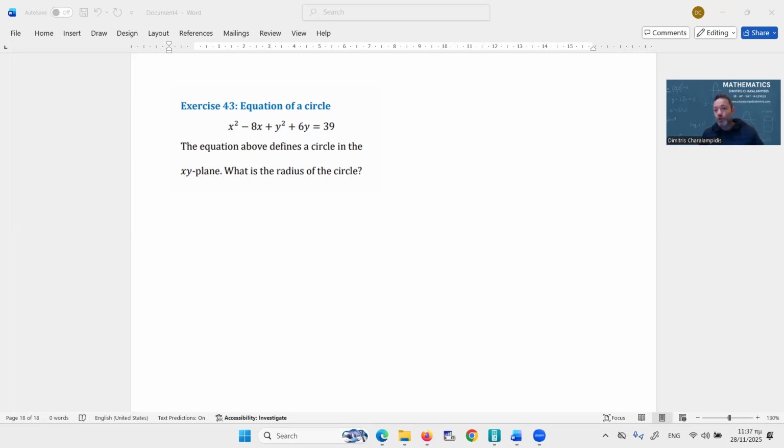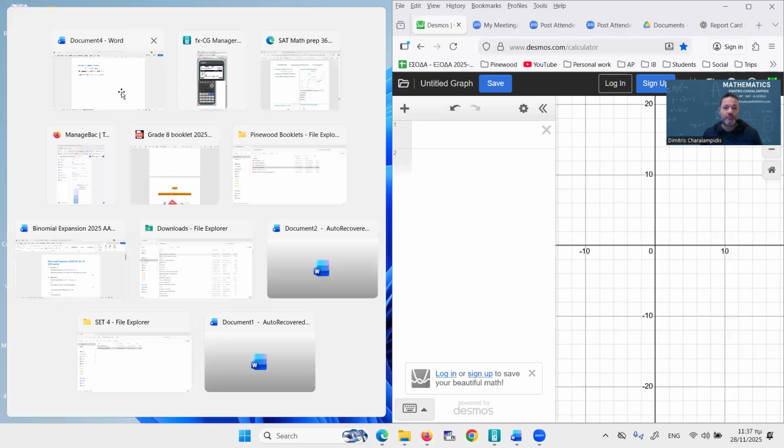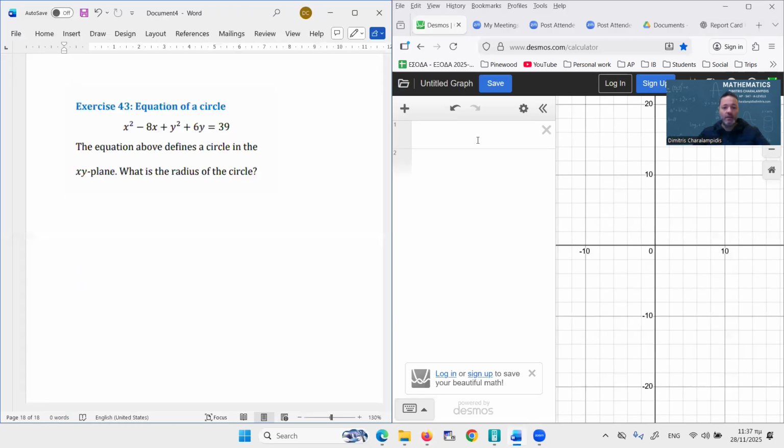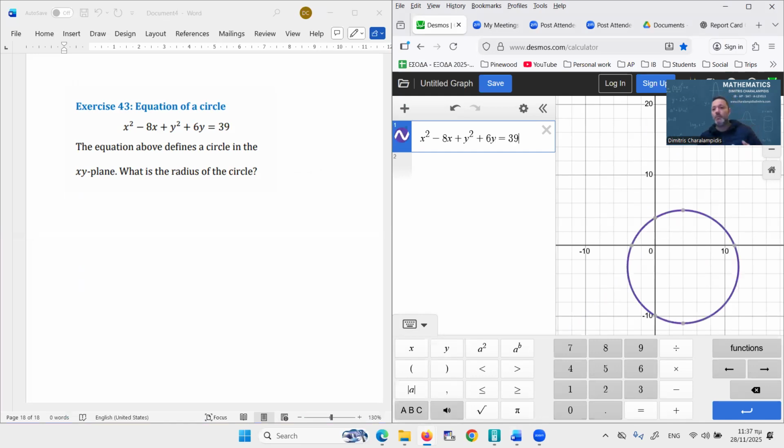Since we have to draw something, my first attempt would be through Desmos. So let's bring Desmos here and let's keep that over there. X squared minus 8x plus y squared plus 6y equals 39. Remember that in Desmos you do not need to rearrange any of the terms. You simply plug in what you have.